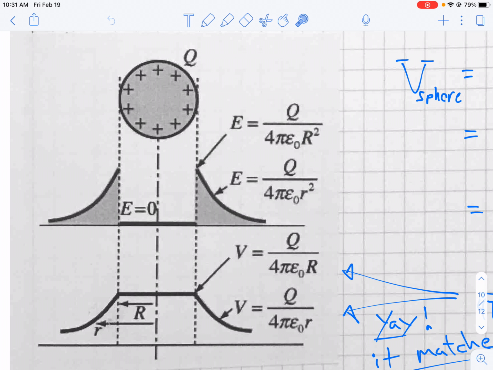So we get KQ over R squared outside. And on the inside, we have no electric field.